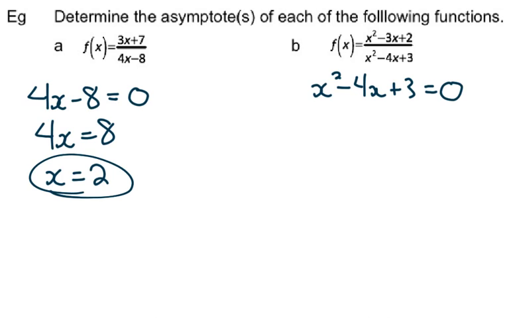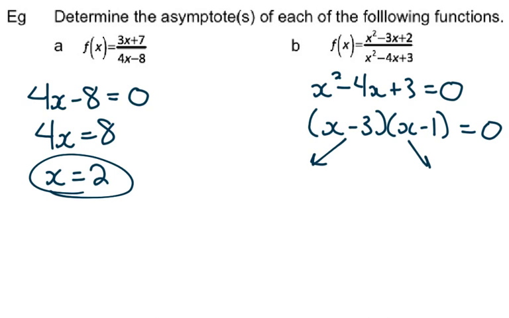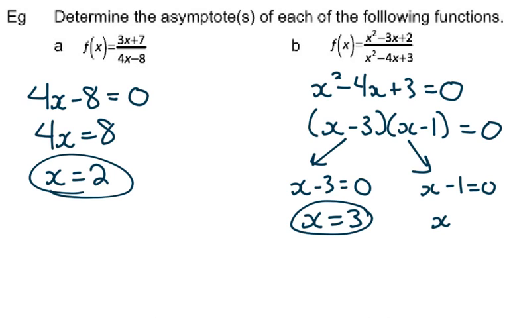We need two numbers that multiply to 3 and also add to negative 4. That would be minus 3 and minus 1. At this point, we can take this and split it off, knowing that x minus 3 equals 0 or x minus 1 equals 0. We're going to get two asymptotes, one at x equals 3 and a second one at x equals 1.